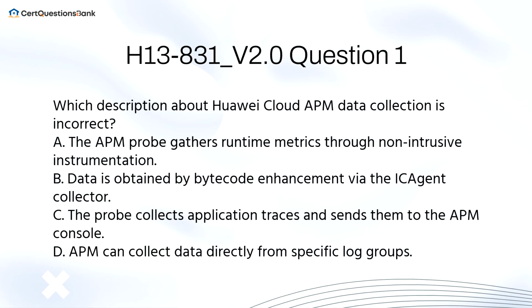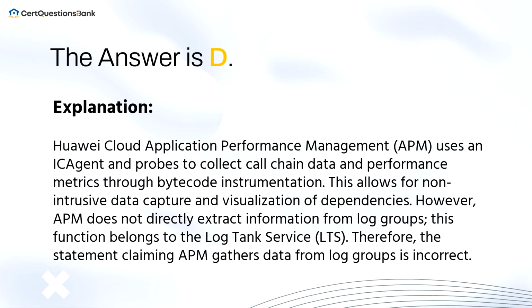Which description about Huawei Cloud APM data collection is incorrect? A. The APM probe gathers runtime metrics through non-intrusive instrumentation. B. Data is obtained by bytecode enhancement via the IC agent collector. C. The probe collects application traces and sends them to the APM console. D. APM can collect data directly from specific log groups. The answer is D.